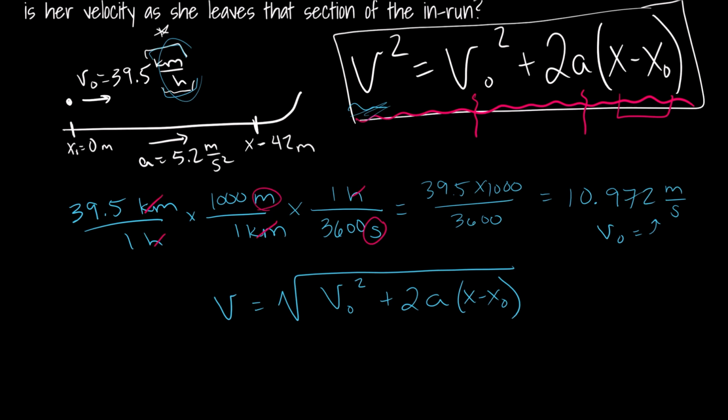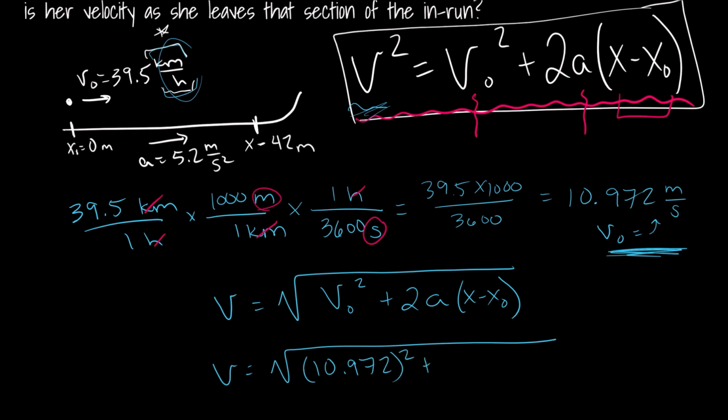I know my initial velocity. I just found it in the units that I want. So my velocity is the square root of initial velocity, 10.972 squared, plus 2 times my acceleration. Now I look at my signs whenever I'm looking at my velocity and my acceleration. If they're in the same direction, they can both be the same sign. So my initial velocity was positive, so I can make my acceleration positive as well. They're in the same direction. 5.2 times x minus x naught. Well, x is 42, x naught is 0.